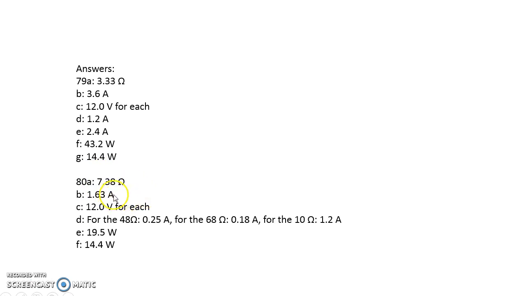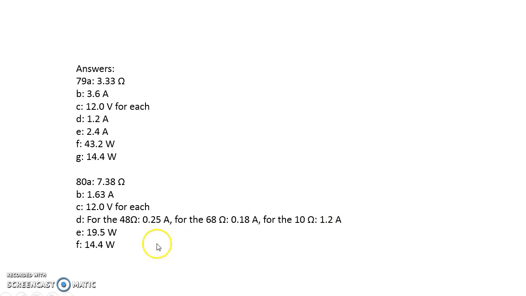Okay, for part B, find the total current. I total equals V total over Req, 12 over 7.38, and you get 1.63 amps. For part C, sorry, I'm doing this on Friday night and I'm sleepy. V total equals V1 equals V2, etc. It's going to be 12 volts for each of them. For part D, I just did I equals V over R. See, I told you Ohm's law was going to be your new friend. So I equals V over R, and that's going to be 0.25 amps for the 48, 0.18 amps, V over R for the 68, and 1.2 amps for the 10 ohm.